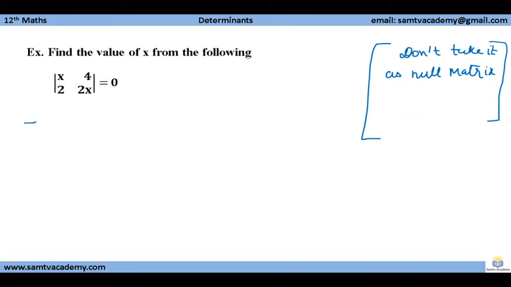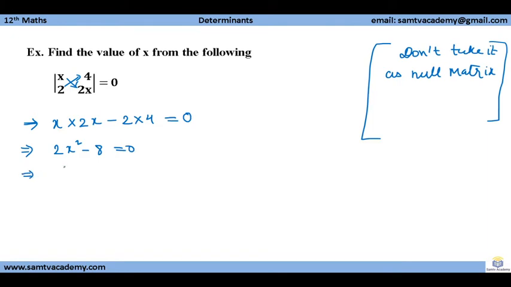So for solving this, you will take this principal diagonal and this other diagonal. So it will come x into 2x minus 2 into 4 equal to only 0, because a determinant will give a single value. It will give only a value, not so many values. So now we will solve this. It will become 2x square minus 8 equals to 0.